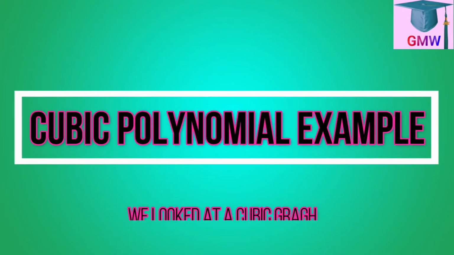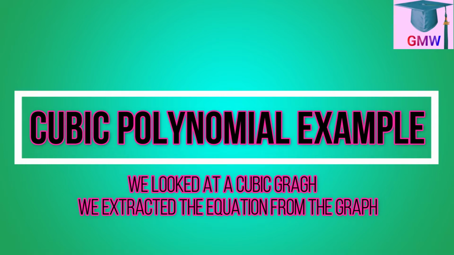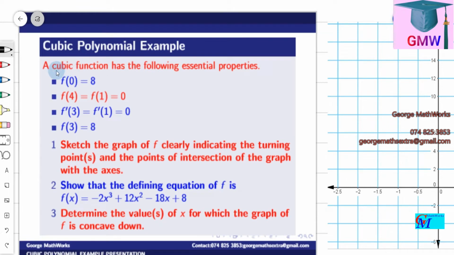In the last video, we did another example where they had given us a graph and we were to extract an equation from there. The question here reads that a cubic function has the following essential properties. f(0) = 8, f(4) = f(1) = 0, f'(3), which is the first derivative evaluated when x is 3, is the same as the first derivative when x is 1, which is equal to 0. f(3), which is the function evaluated when x is equal to 3, is given as 8.